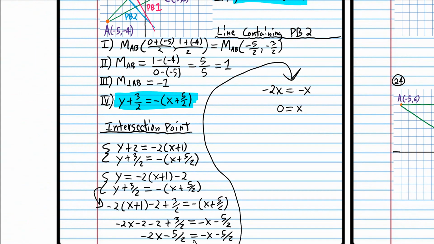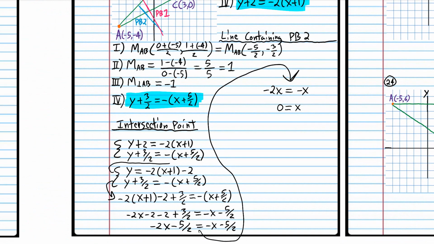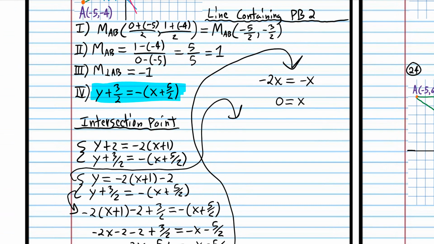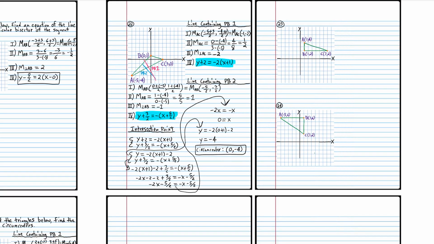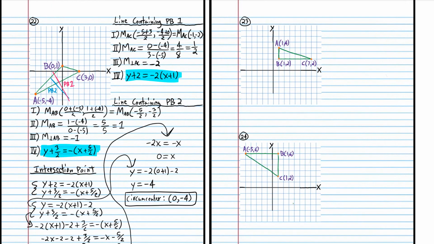So now to find y, we use the equation where y is solved for. y is equal to -2 times, plug in 0 for x, and so on and so forth, and we get y is equal to -4. So the circumcenter is (0, -4). So if you got that answer, good job. That was the hardest problem that you probably did today. Now we're just going to do 2 more quick, easy problems.